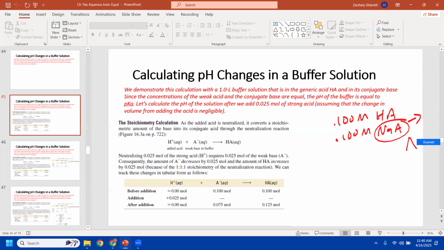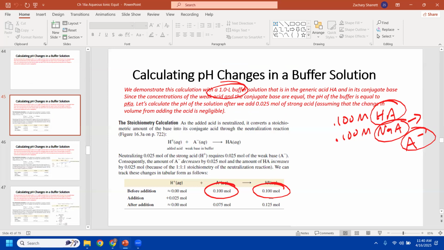A minus, very good. So do we have our weak acid HA and our conjugate base A minus? Yes, we do. Okay. So in this problem, we have equal moles of A minus and HA. Everybody see that? Because it's a 1 liter buffer solution. So if it's 0.1 molar, that means there's 0.1 moles of each of these things. Everyone comfortable with that?